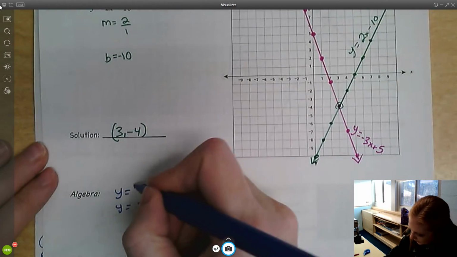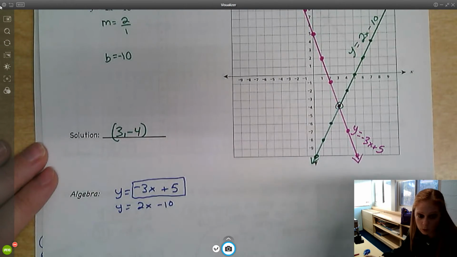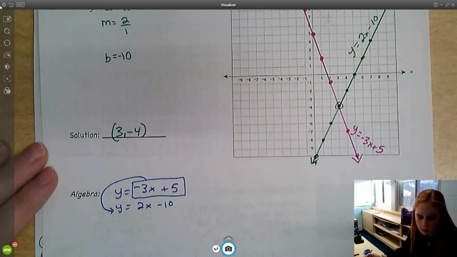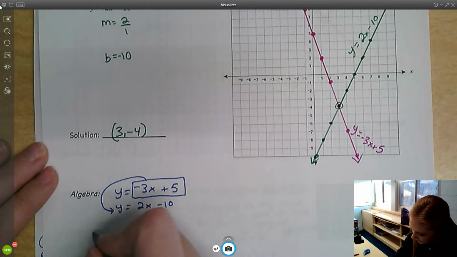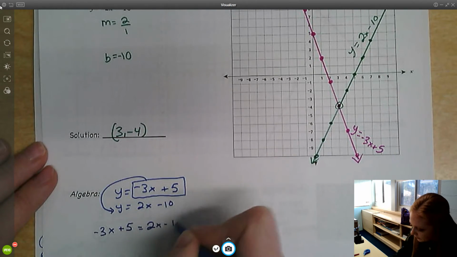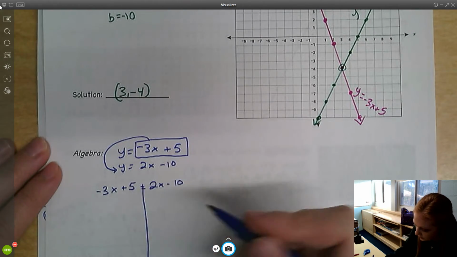And we're going to take the expression over here for y. So I'm going to take that and plug it in for y because it equals y. So I can take this -3x plus 5, put that in the place of y, and now my whole equation is in terms of x, so I can solve for x.